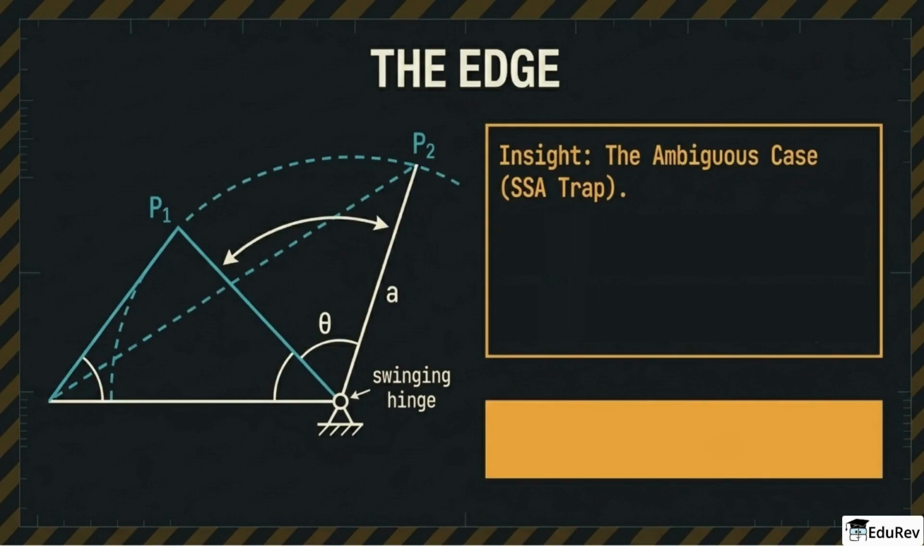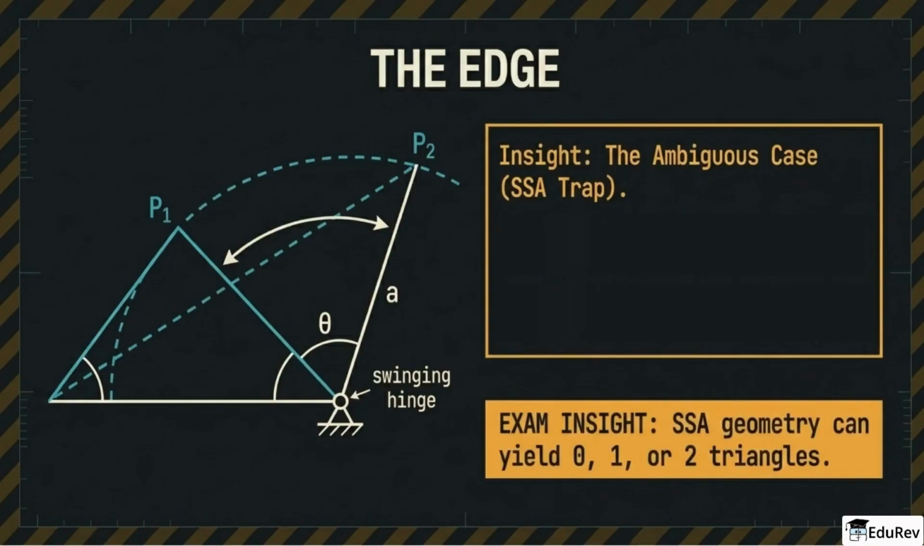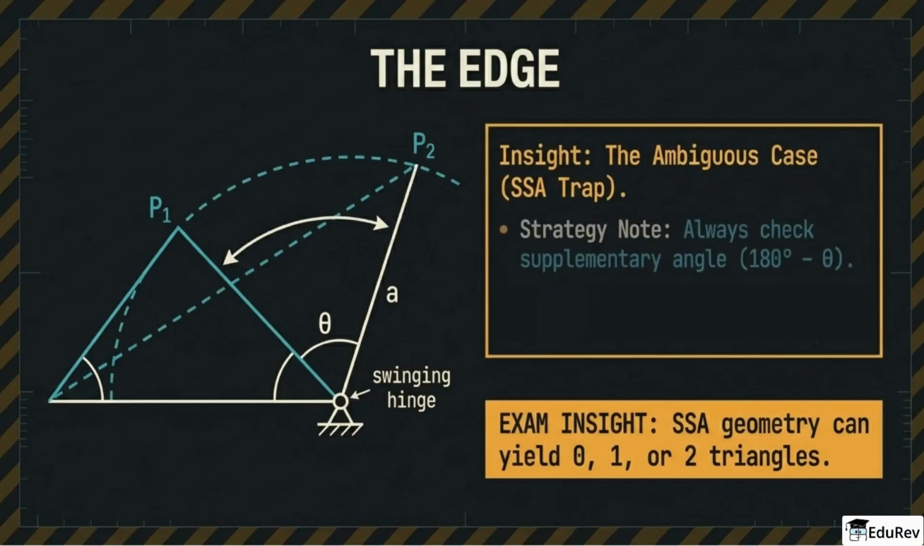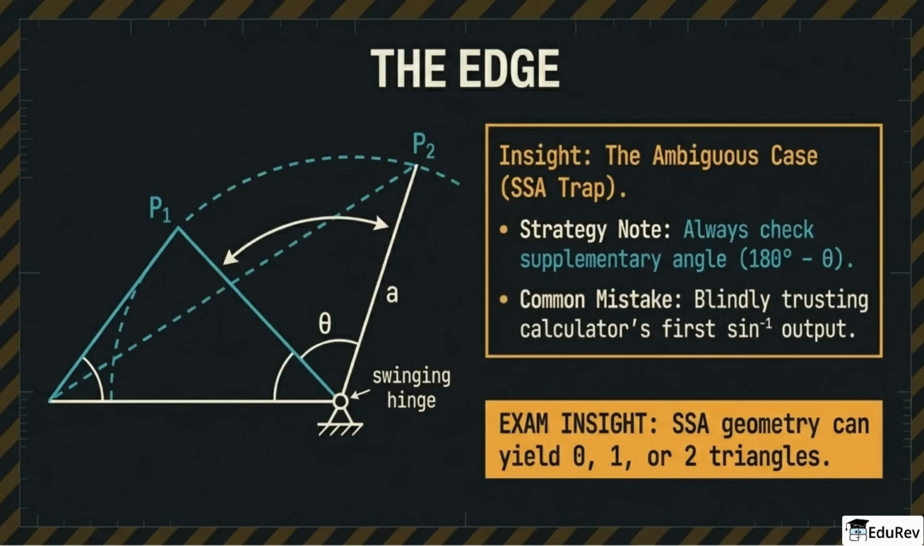The tricky part of the sine rule appears in the ambiguous SSA case. When you know two sides and a non-included angle, the triangle may not be unique, so the geometry can produce 0, 1, or 2 solutions. That is why you must check the supplementary angle as well, instead of blindly accepting the first inverse sine result. This is a common trap because the calculator gives an answer, but the triangle may still allow another valid configuration.